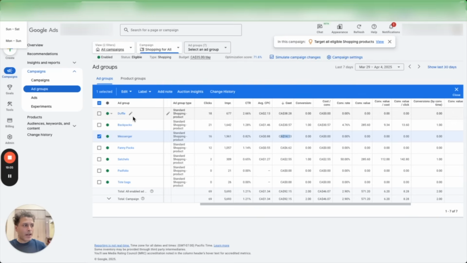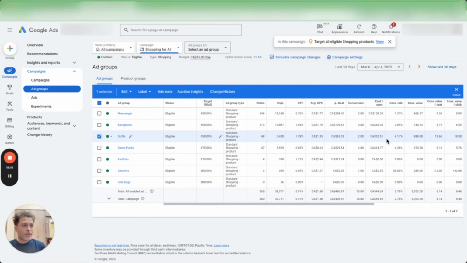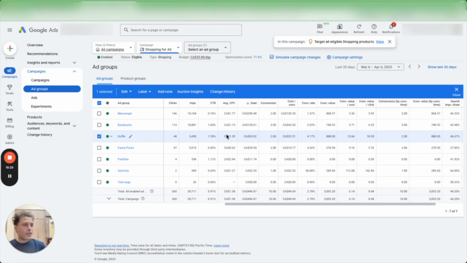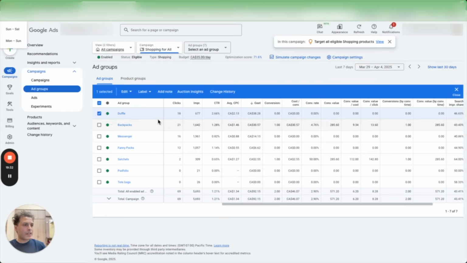And duffel bags was the one I thought was performing well. Let me see. Over here, duffel bags, you can clearly see with a ROAS of 13.66. Initially I think it was 700, 750, but when it got us those results, I decreased the ROAS to 650. That's why you will see that in the last 7 days, duffel bags has spent a bit more. So there you go, that's the ad group structure for this shopping campaign.